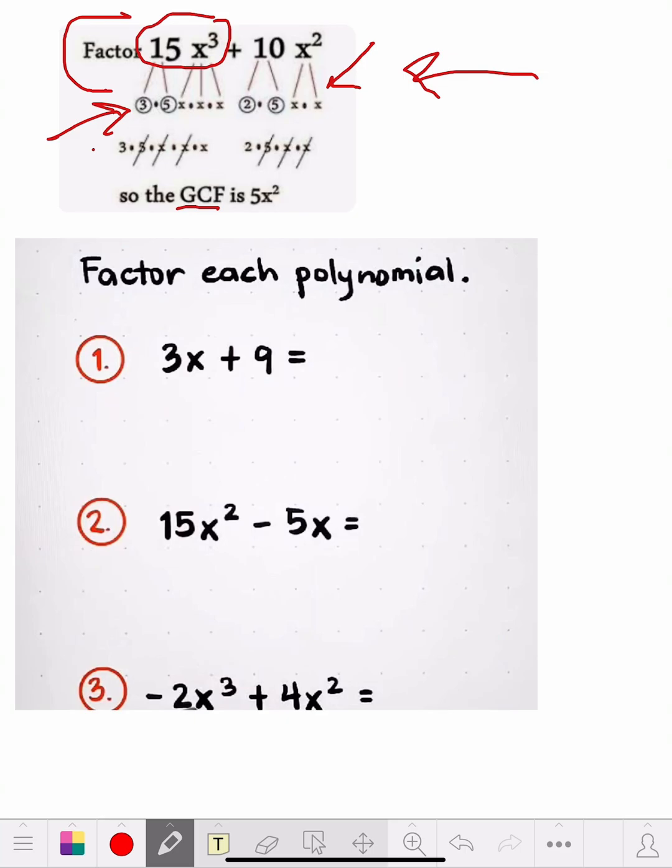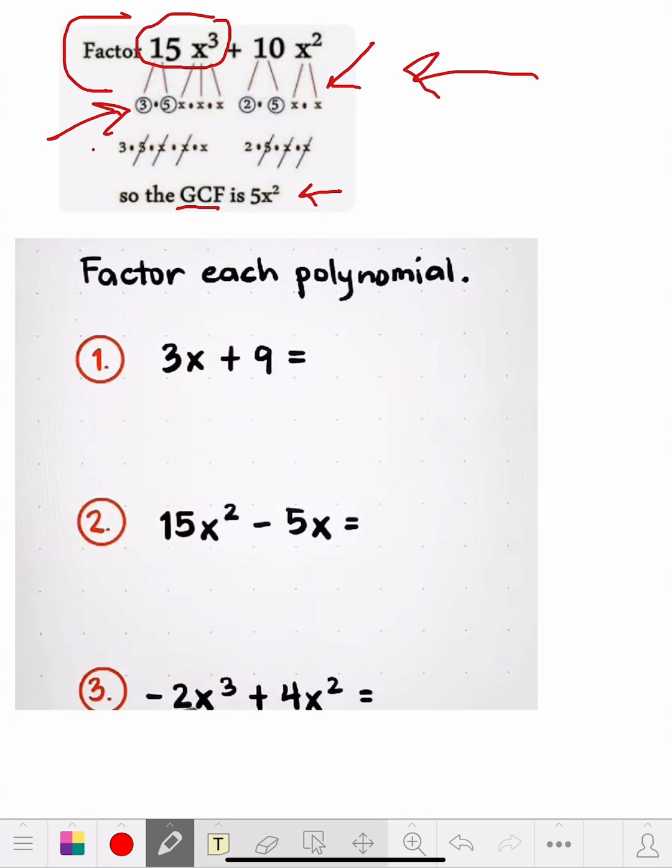The 5 is, so we pull the 5 out. Now on the x's, we've got x times x times x. The other one doesn't have x times x times x, but it does have x times x, so you can pull that out. So the greatest common factor is right here. It's 5x squared, and that's all they did.